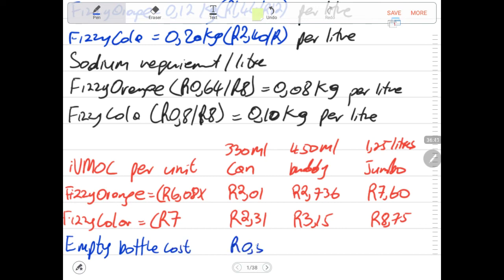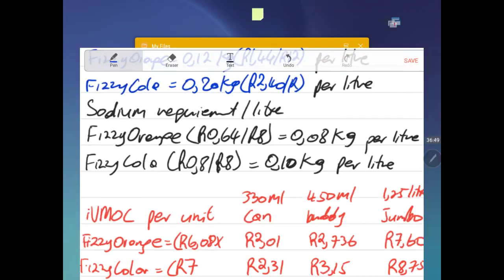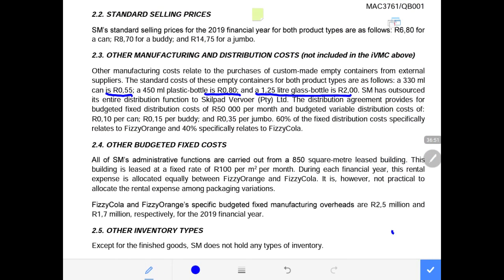Here we have 55 cents. Here we have 80 cents, and here we have 2 rand. Just verify the 2 rand. Yes, we have 2 rand. For both of the product types, we have the same.